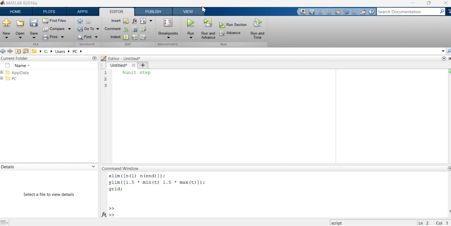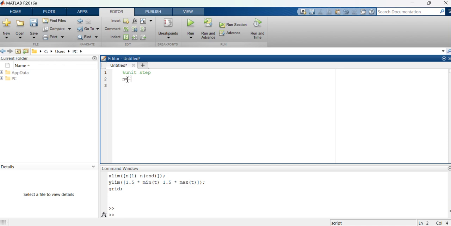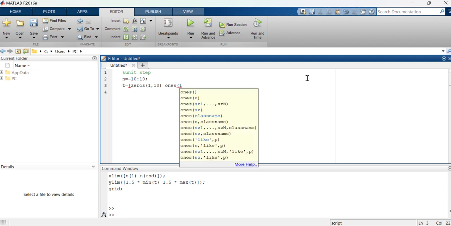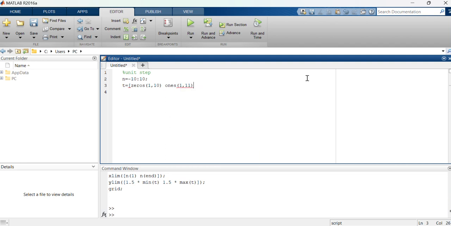So now let's see the unit step. For example, I want to write the x-axis from -10 to 10. And the y, you know that a unit step is 1 from 0 onward, else it is 0. So at 0 or greater than 0, it is 1. Great. So zeros from 1 to 10, and ones from 1 to 11, because the zero is also counted: 0 1 2 3 4 5, till 10.